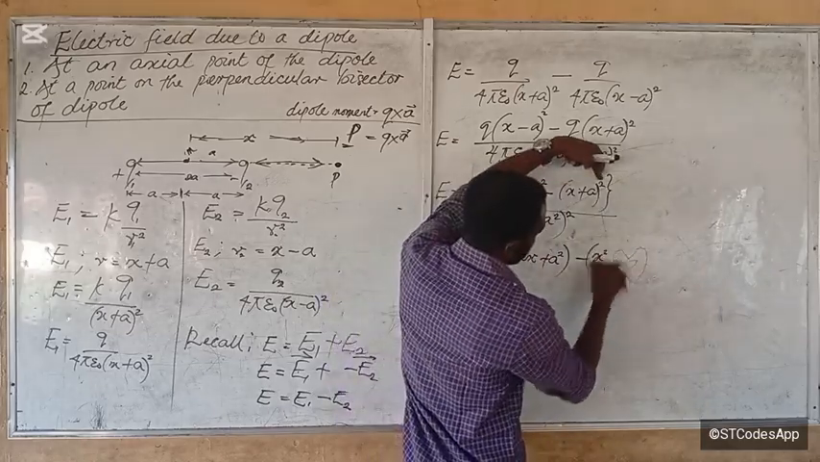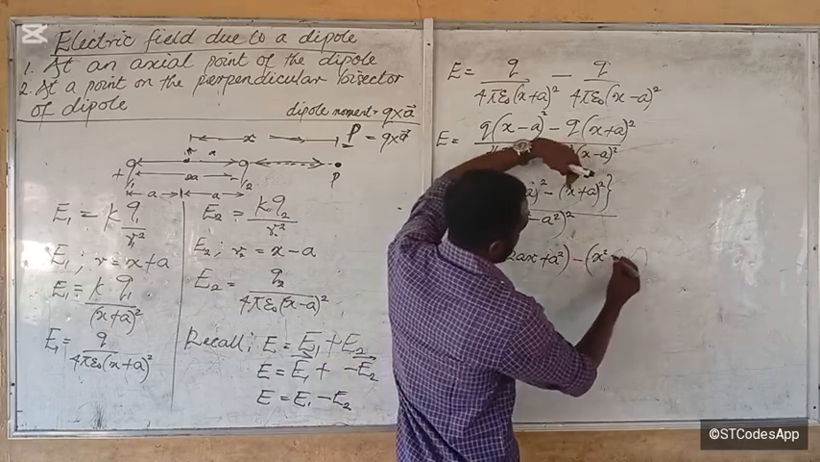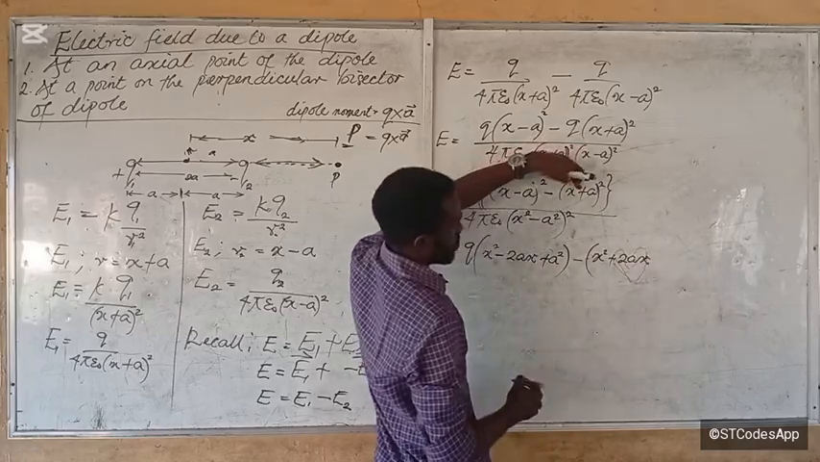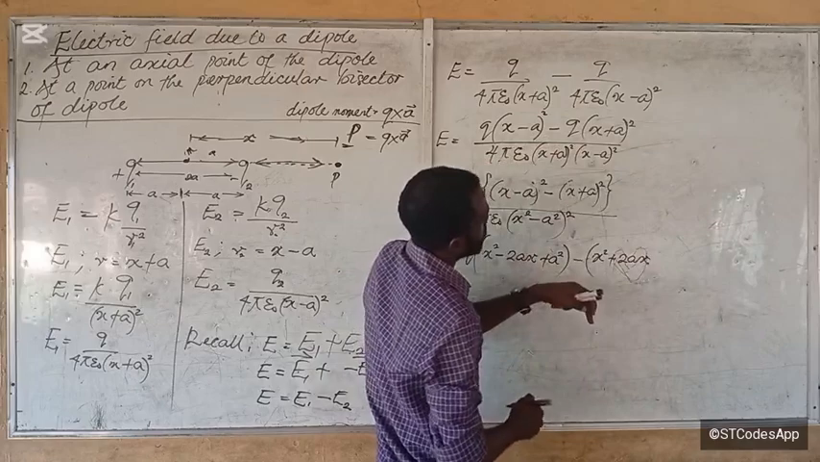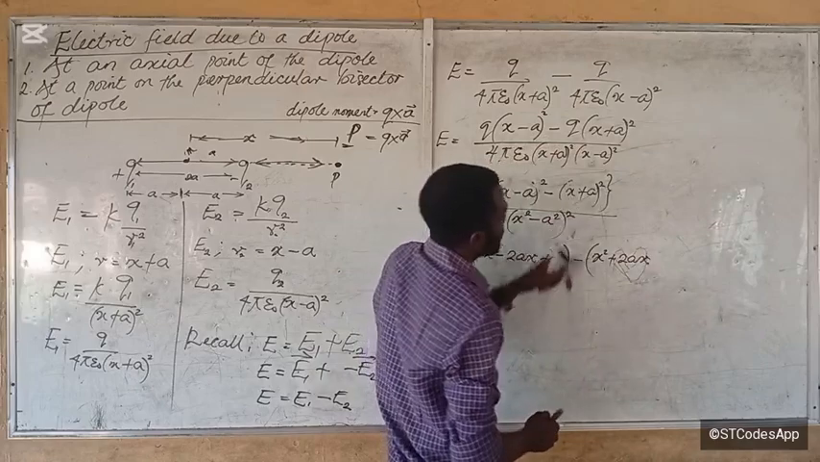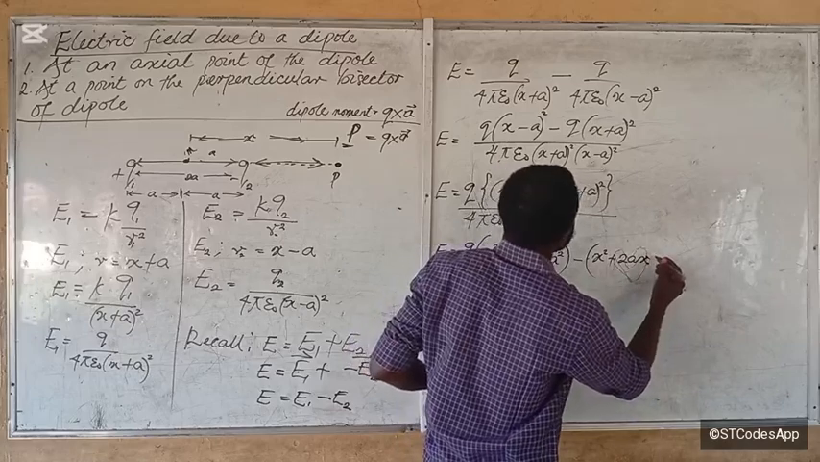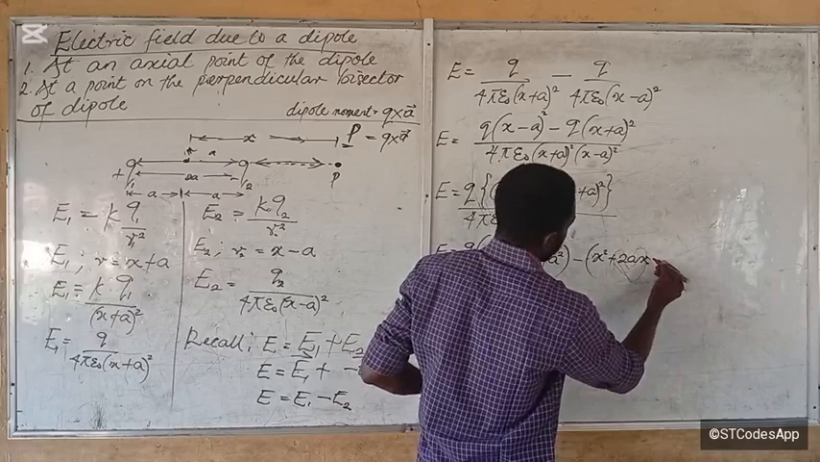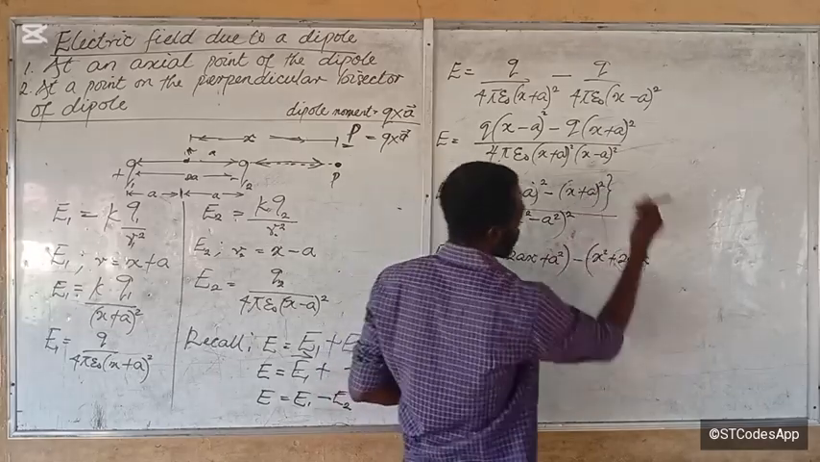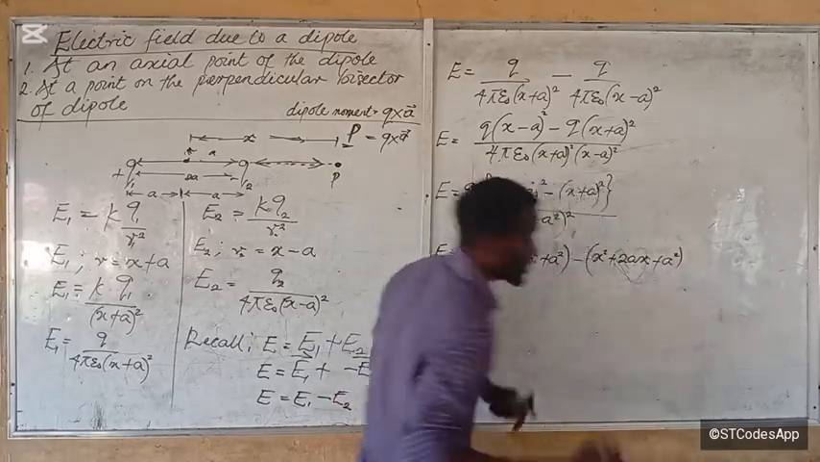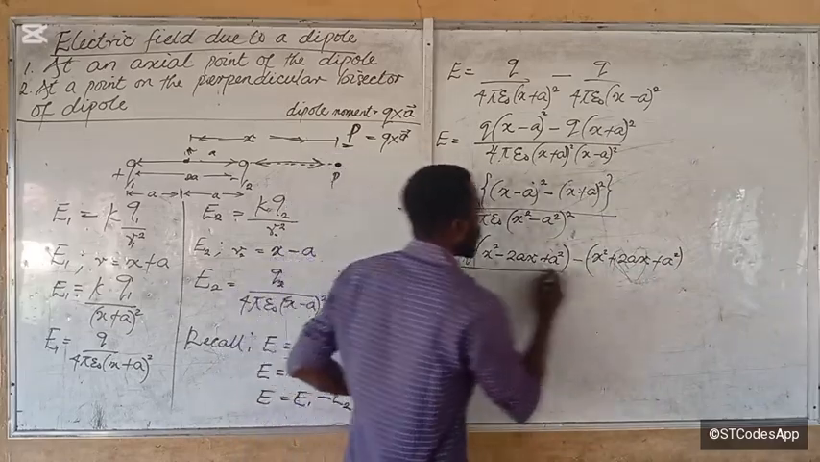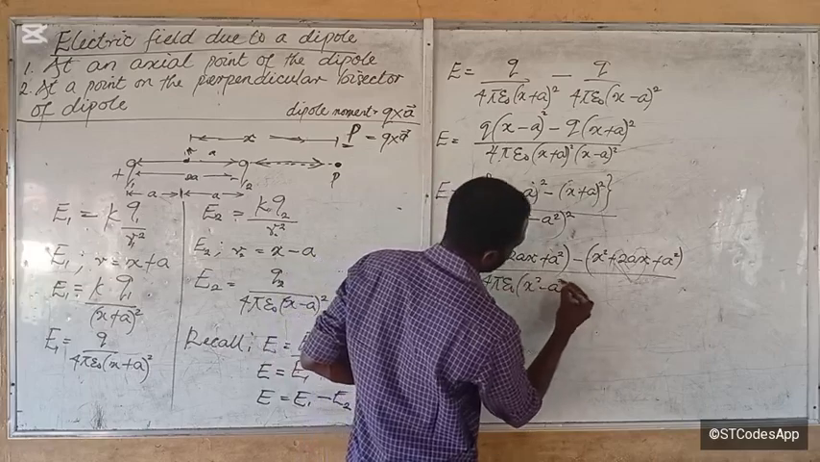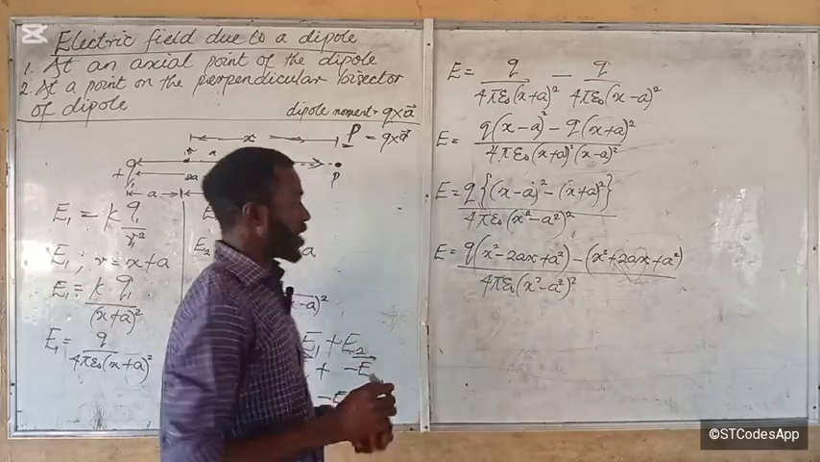x squared, yeah? Then plus 2ax, then you square this, plus a squared. Sorry, I was thinking of something. So all over 4 pi epsilon naught x squared minus a squared all squared. I hope I'm not too fast.